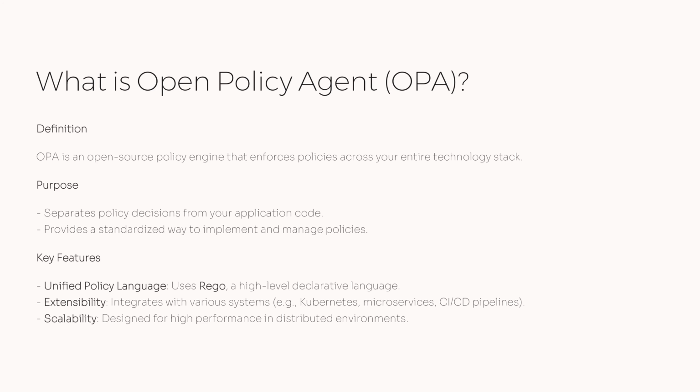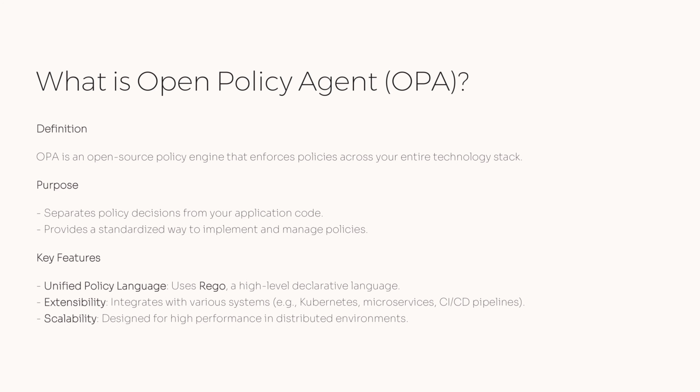Let's focus on understanding what the Open Policy Agent, or OPA, is and how it can benefit your technology stack. OPA is an open-source policy engine designed to enforce policies efficiently across your entire ecosystem. It plays a pivotal role in separating policy decisions from the application code, making it easier to manage and implement policies uniformly. One of the standout features of OPA is its unified policy language, REGO, a high-level declarative language that standardizes policy creation. This language empowers you to define policies clearly and concisely.